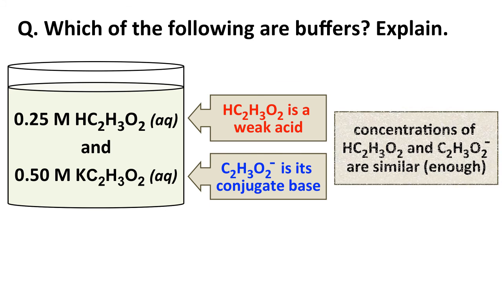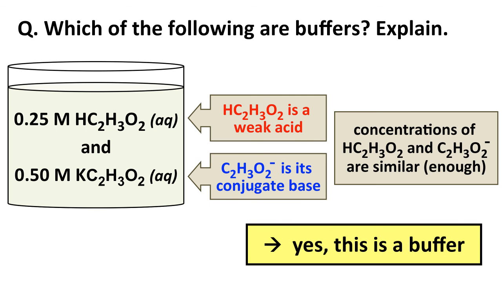And although the 0.25 molar and 0.5 molar concentrations of these two substances aren't equal, in fact, are a factor of 2 different, those concentrations are considered similar enough for us to have a buffer. So we have a weak acid, we have its conjugate base, both of which are needed for a buffer, and then the factor of 2 difference in the concentrations of these two components is not disqualifying.